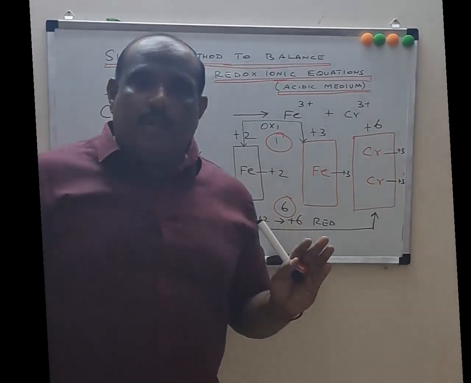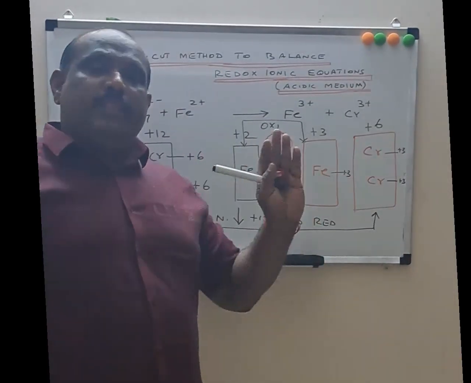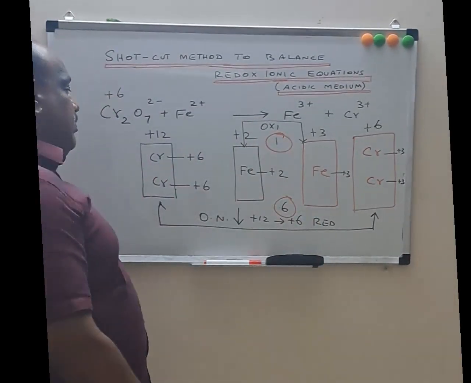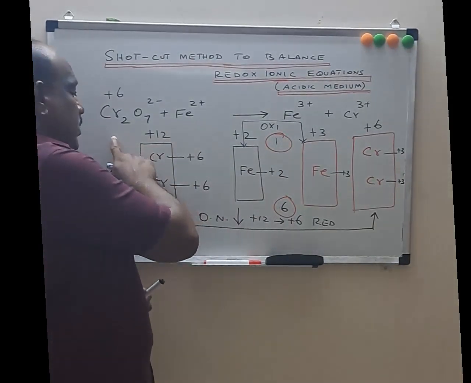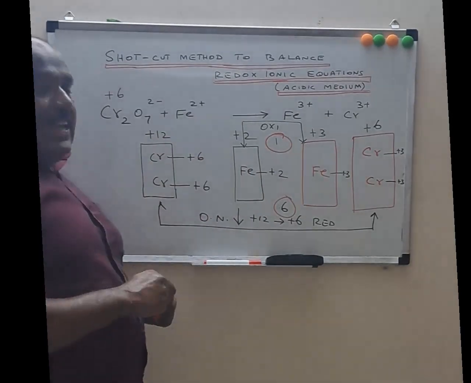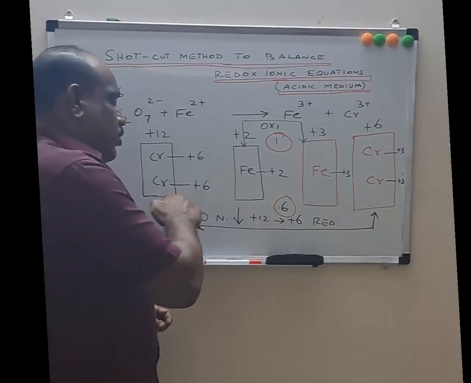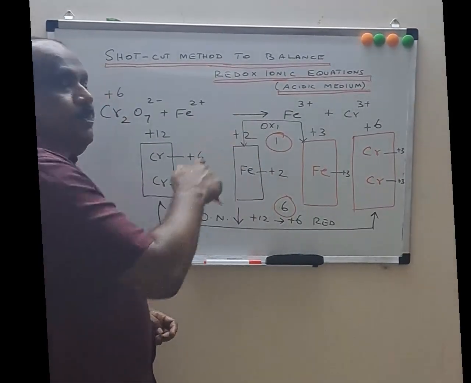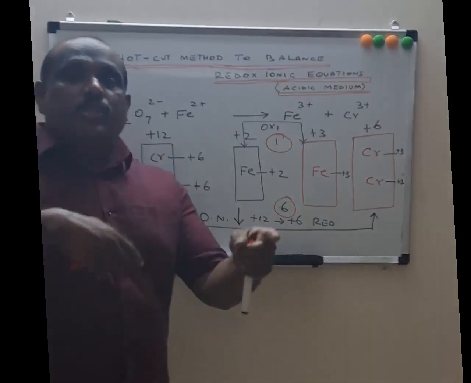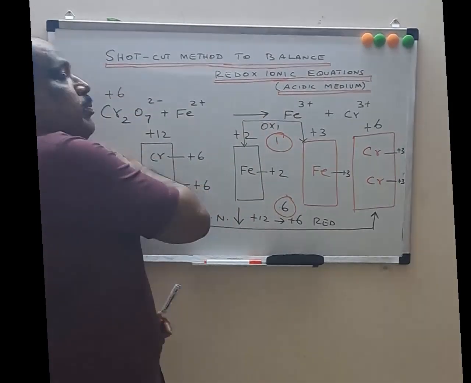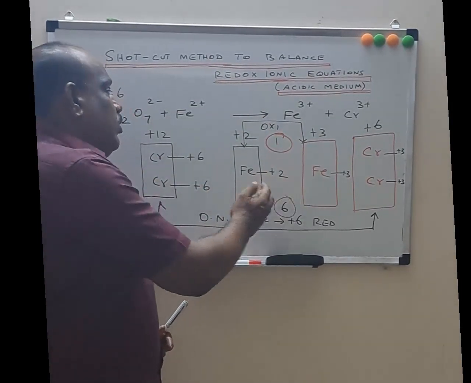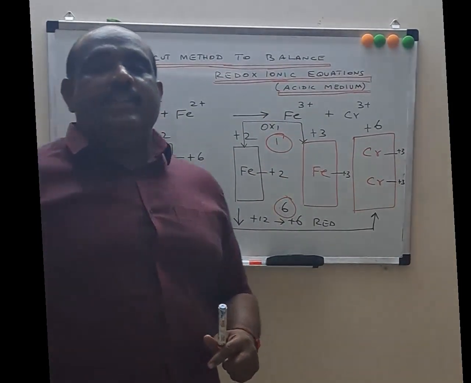You cross multiply them, not on the RHS. You cross multiply them on the LHS, which means I have to multiply 1 for chromium and 6 for iron. Actually, I have entered the value of 6 for chromium and 1 for iron. But now you have to cross multiply. That is, whatever value you got for iron, you take it to chromium. Whatever value you got for chromium, you take it to iron. That is the step.